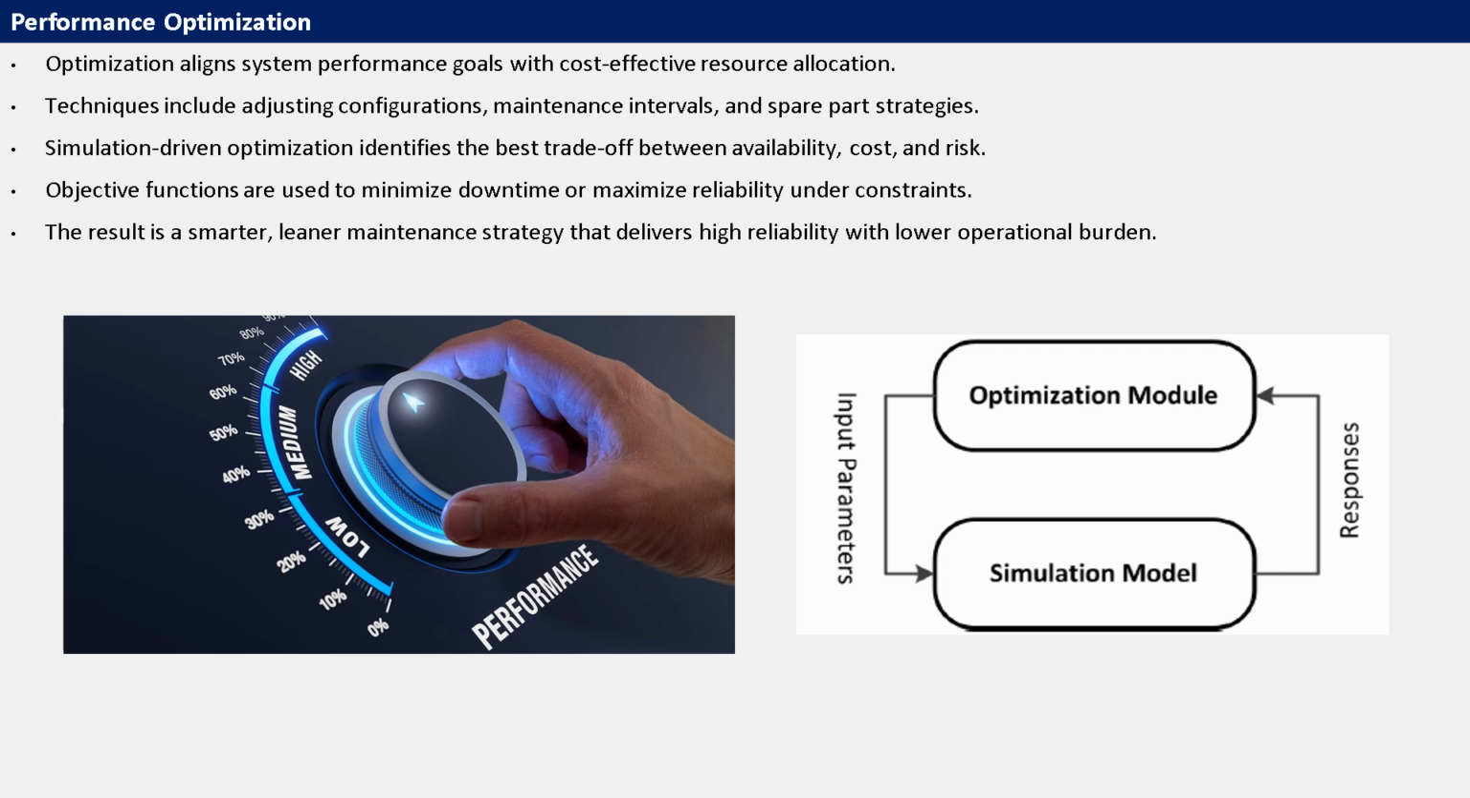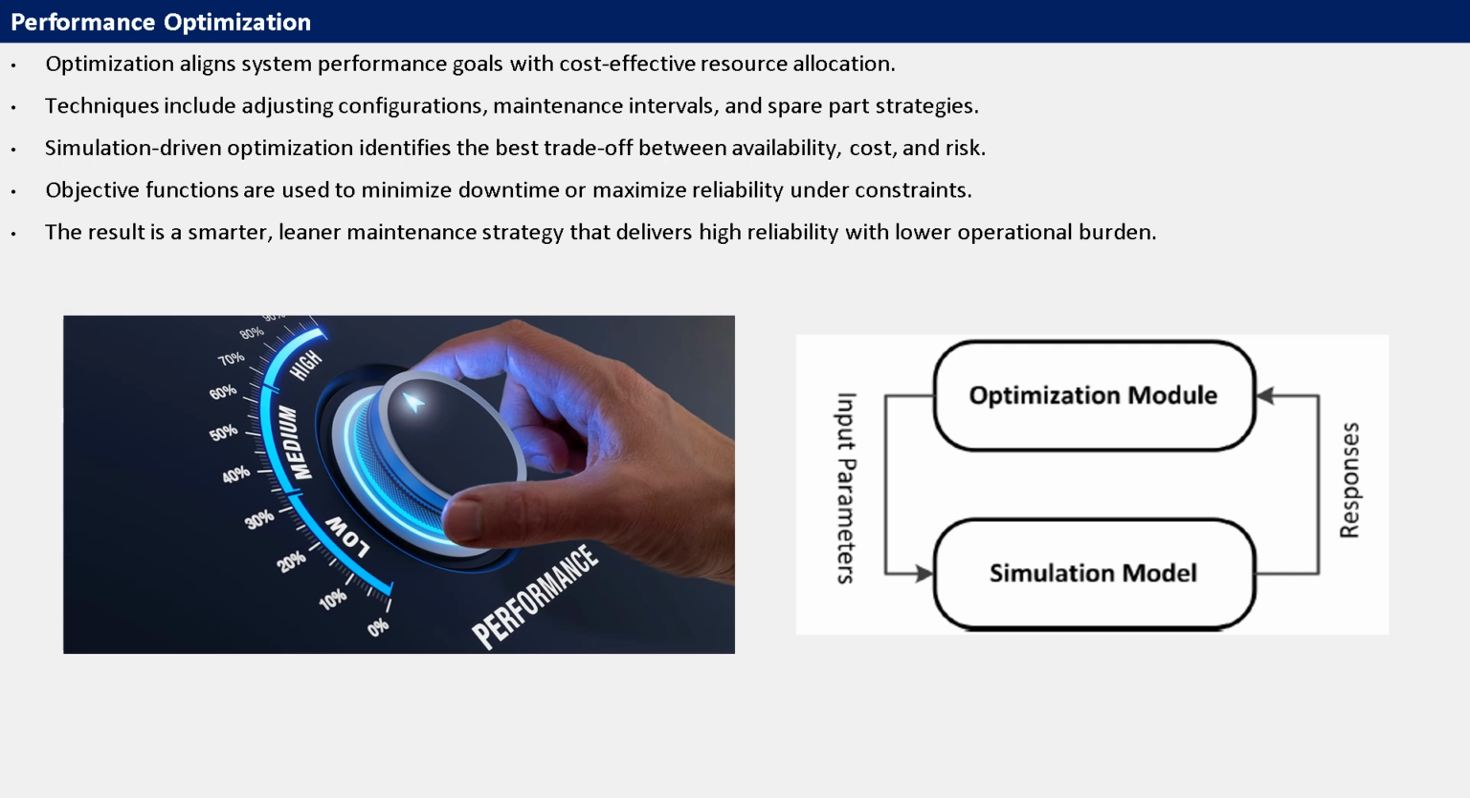Optimization is most effective when it's driven by simulation. Using modeling tools, teams can test thousands of possible combinations of maintenance policies, inventory levels, and design changes to see which one delivers the best results. These simulations account for real-world constraints like budget limits, labor availability, and safety requirements.